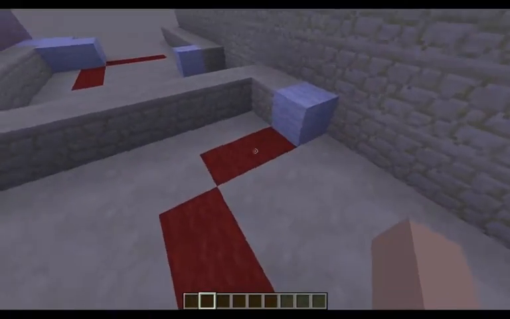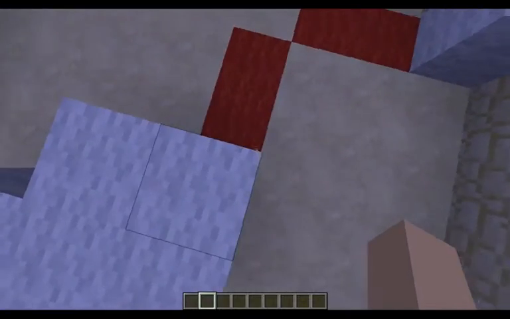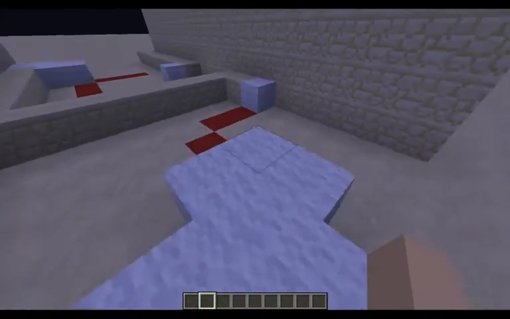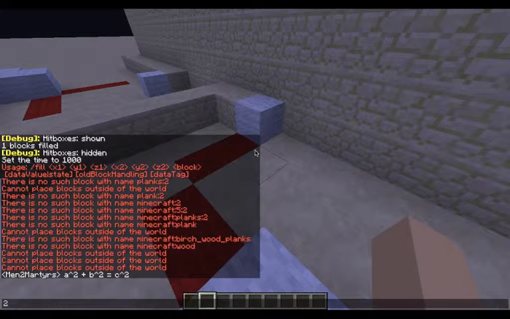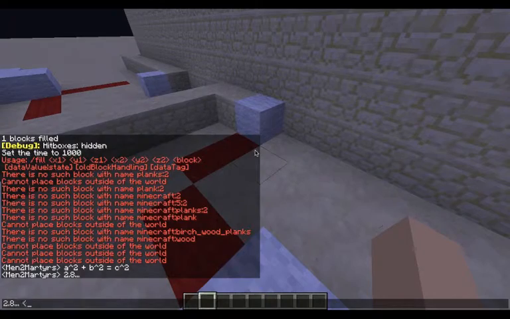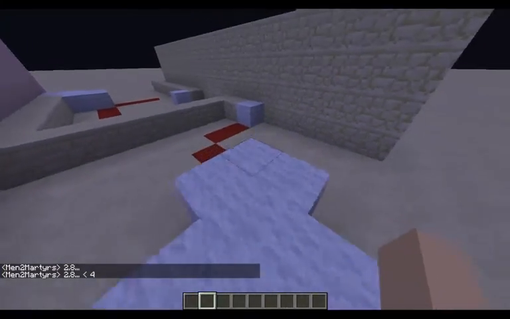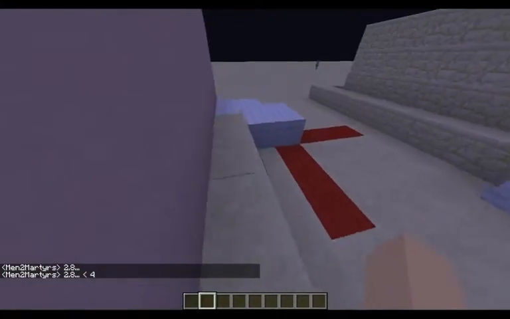So here we have a 2 by 2 area. Let's see, how far is the distance from this point, the farthest you can get here, to this point? Okay? So we'll do 2 squared, which is 4, plus 2 squared, which is 4, for 8, and then the square root of that is 2.8. 2.8 is less than 4, so this is a possible jump. Let's go on to the next jump.